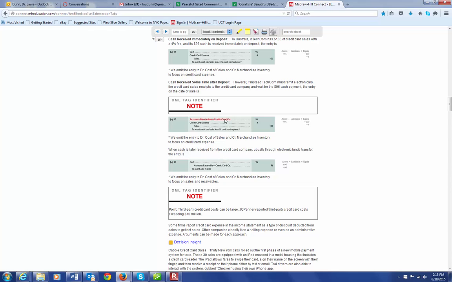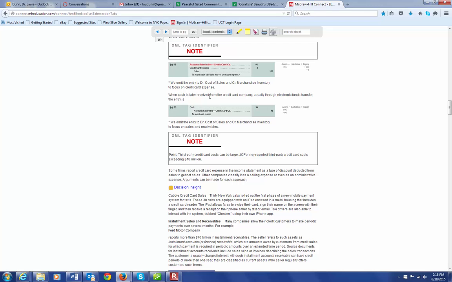Now, if you do it this way, when you actually do get the cash, you have to debit cash, again, for $96. That's the amount that you're going to get. And then your credit goes to accounts receivable, taking it back off the books. This is how it would be handled if you're not receiving the money immediately.